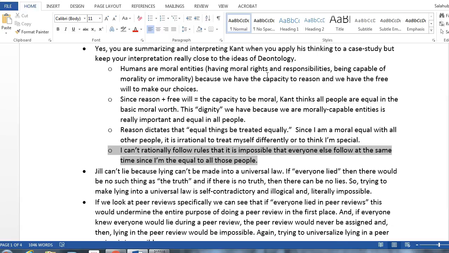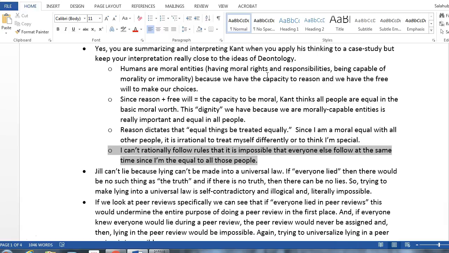Since reason and free will create the capacity to be moral, Kant thinks that these are the two things that are how we're equal, right? These things, reason and free will, give us our intrinsic moral worth, and this dignity that we have because we are morally capable entities is what makes us equal. So when Kant talks about people being equal, he doesn't mean we're equally strong or even equally smart. We're not equally physically fit or tall or short, but we're equal in the basic moral worth we have due to the fact that we have free will and we're rational entities.